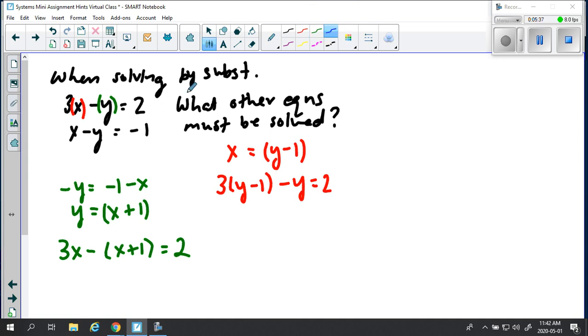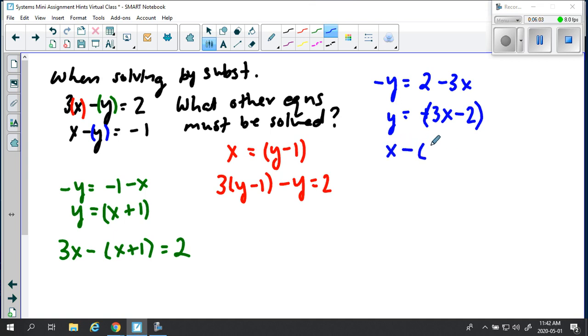And furthermore, that's not the only strategy we could do. What if somebody decided to isolate this y first? So negative y is equal to 2 minus 3x. And I don't like negative y, so I'm going to go positive 3x minus 2. So then we could take this expression and put it in for the bottom y down here. So we would have x minus (3x minus 2) equals negative 1.